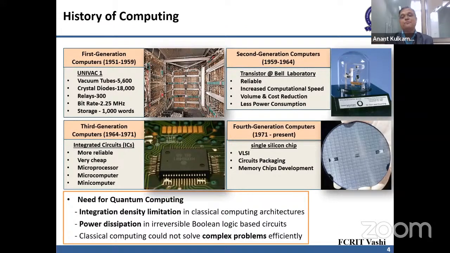The second example is data searching from an unordered list. That is also a difficult thing for classical computing. So to get rid of such obstacles, we need to move from classical computing to quantum computing. That is the reason why there is a need for quantum computing.